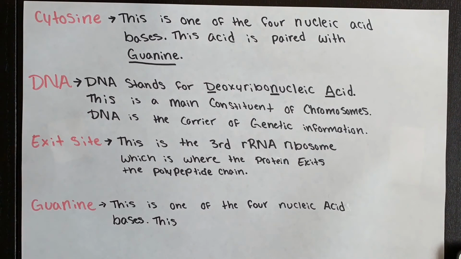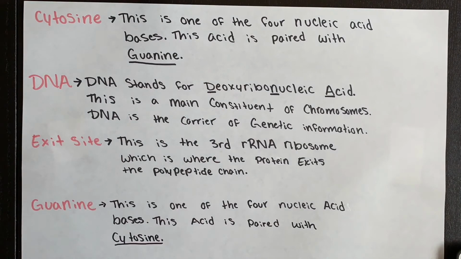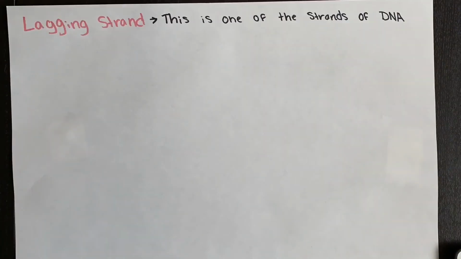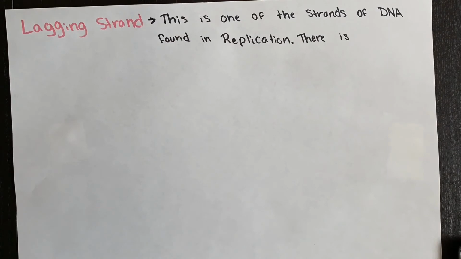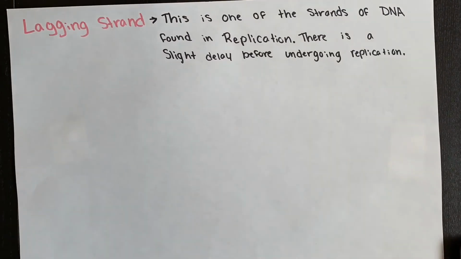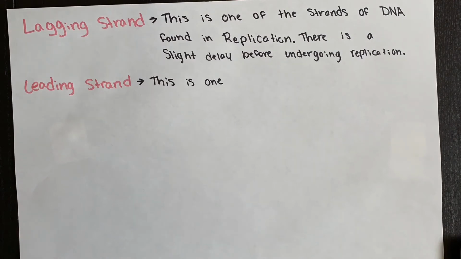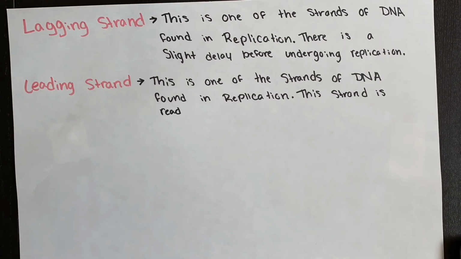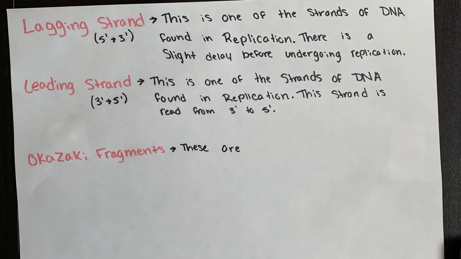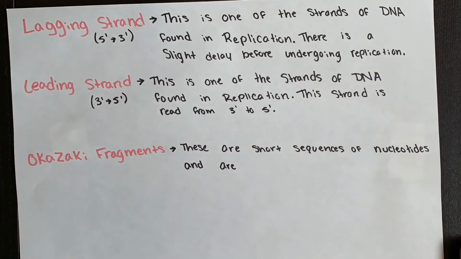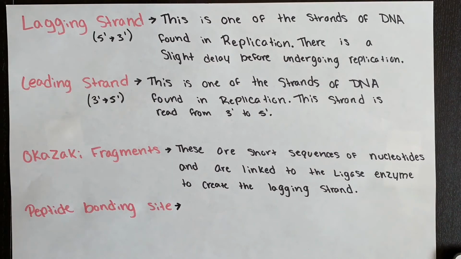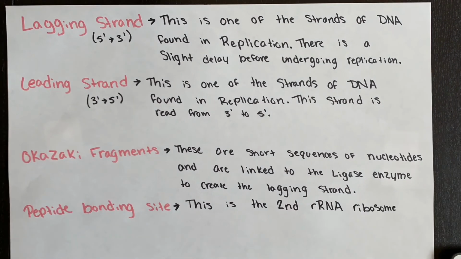Guanine. This is one of the 4 nucleic acid bases. This base is paired with cytosine. Lagging strand. This is one of the strands of DNA found in replication. There is a slight delay before undergoing replication. Leading strand. This is one of the strands of DNA found in replication. This strand is read from 3' to 5'. Okazaki fragments. These are short sequences of nucleotides and are linked by the ligase enzyme to create the lagging strand. Peptide bonding site. This is the second RNA site on the ribosome, which is where protein is made.